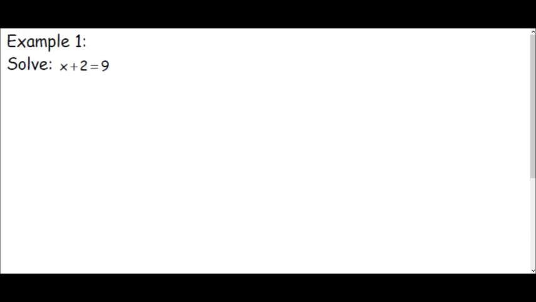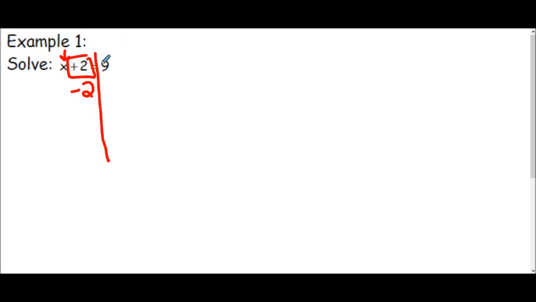So let's look at this first example. We're trying to solve for x, which means we want to isolate the x. We want to get x all by itself. So what is happening with the x? What do you see that is happening to the x? Well, we see this plus 2. Okay? Since there's a plus 2, that's an addition. What is the inverse of addition? Subtraction. So we're going to subtract 2.